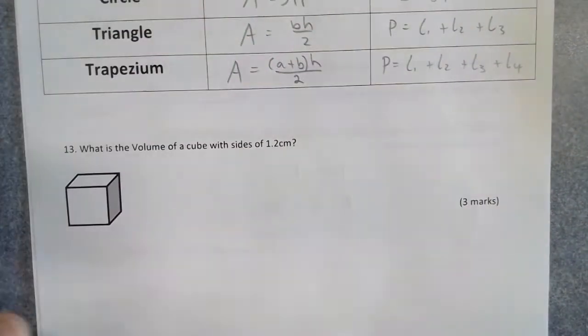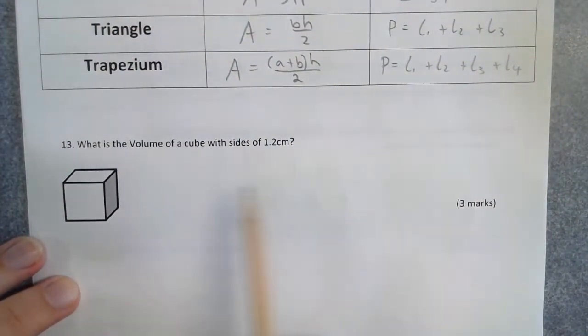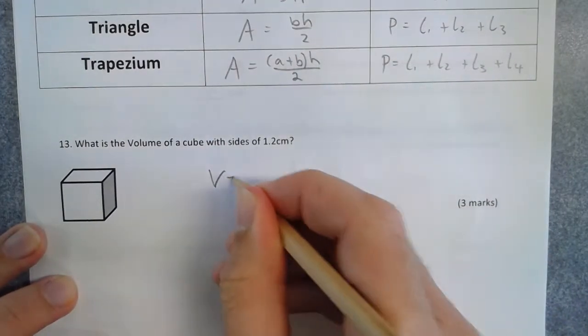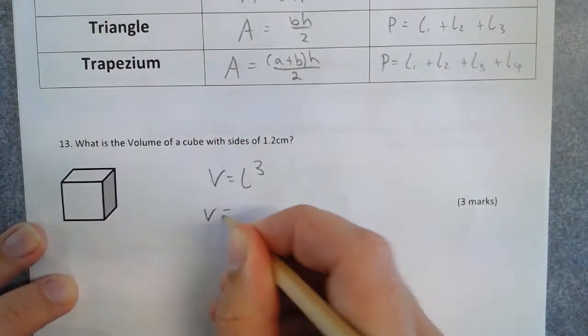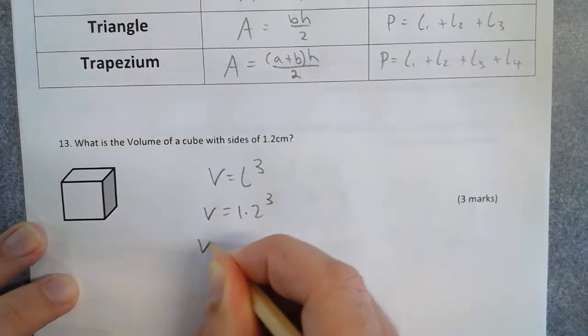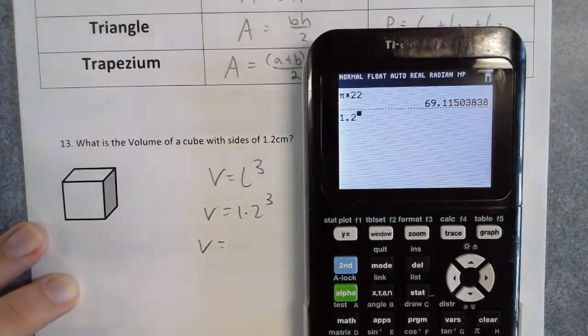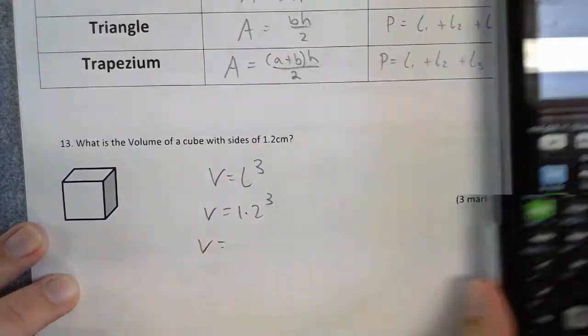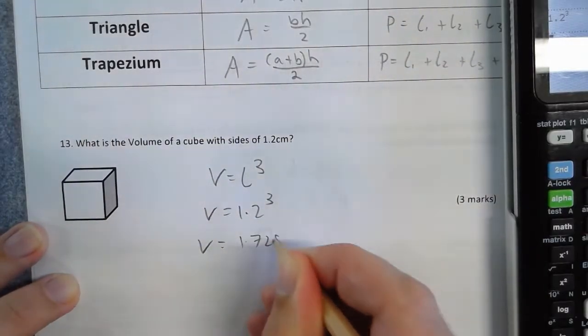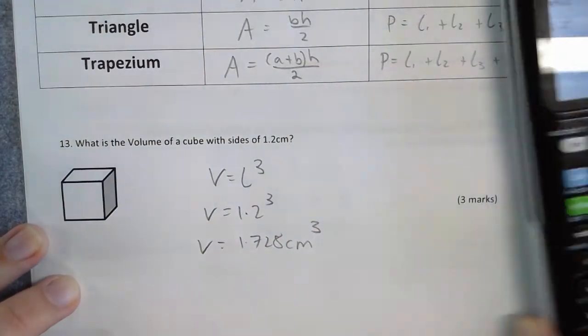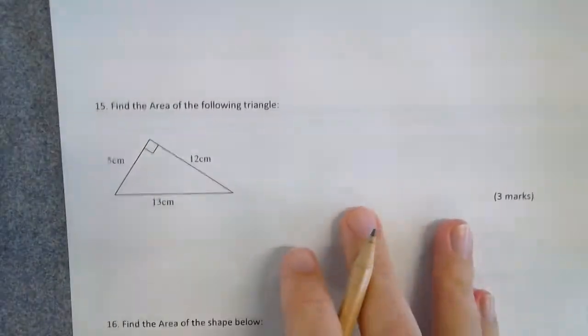13. What's the volume of a cube with sides of 1.2 centimetres? Well, the volume of a cube is L cubed, so that's 1.2 cubed. So we type that into our calculator, 1.2 to the power of 3, and we get 1.728 cubic centimetres because it's a volume.